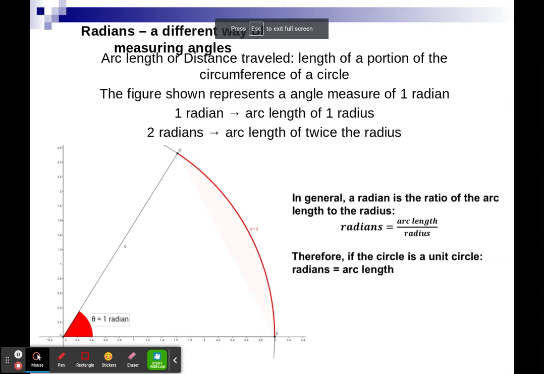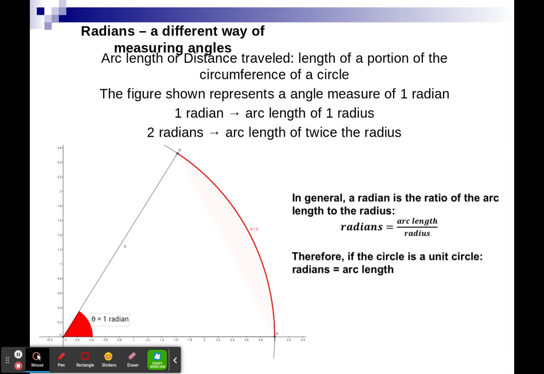I've talked a little bit about radians before, in making sure that our calculators are in degree mode versus radian mode. But today I'm going to talk about exactly what a radian is. A radian is simply a different way of measuring an angle. To talk about where a radian comes from, we need to look at something called the arc length, or the distance traveled. The arc length or the distance traveled is the length of a portion of the circumference of a circle.